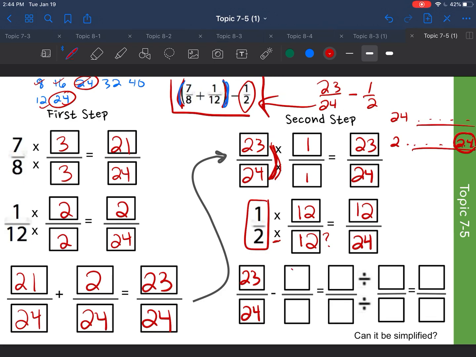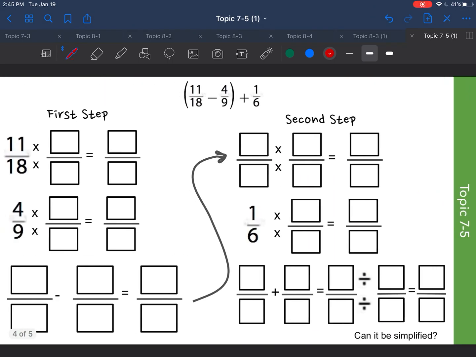So now finally we can subtract 23/24 minus 12/24. And again, the denominator does not change. Denominator is 24. All we're doing is 23 minus 12, and you end up getting 11. And can we simplify 11/24? Nothing can go into 11 or 24. So it stays as 11/24.